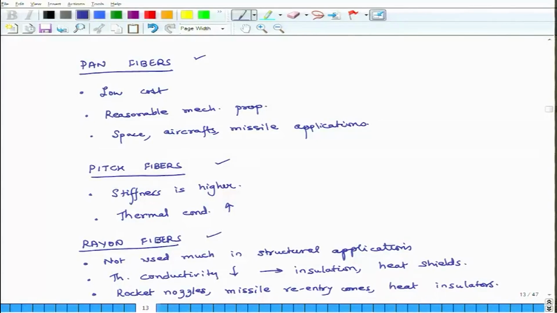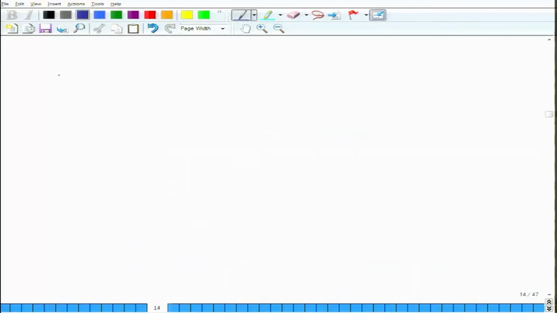So, finally, let us look at some of the important engineering properties of these different types of graphite fibers. We will just develop a table. First column will be property, and three different types of graphite fibers. The first one is coming from PAN, second one from pitch, third one from rayon. Okay.